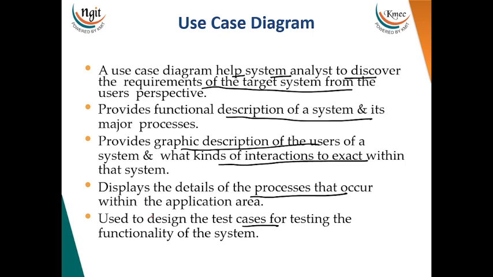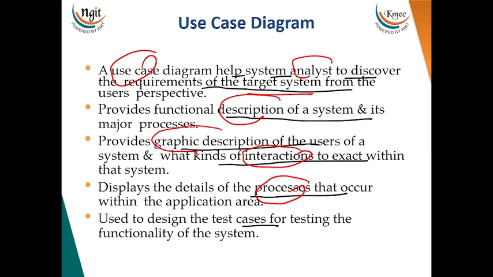in the coming slides. A use case diagram helps the system to analyze and discover the requirements of the target system. What is the target system? How are we going to do it with the help of use cases? It provides the functional description of the system, provides a graphical representation of the user and system, shows what kind of interaction is going to take place, displays the detailed process that occurs within the application, and is used to design the test cases of that particular system.